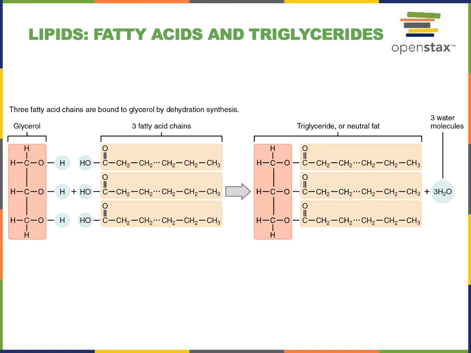There are a wide variety of different triglycerides based on the structure of the specific fatty acid chains. Some fatty acids are shorter or longer, and another major difference between fatty acids is the bonding pattern between the carbon atoms in the fatty acid chains. There can be single bonds in a saturated fatty acid chain, or double bonds forming unsaturated fatty acids.